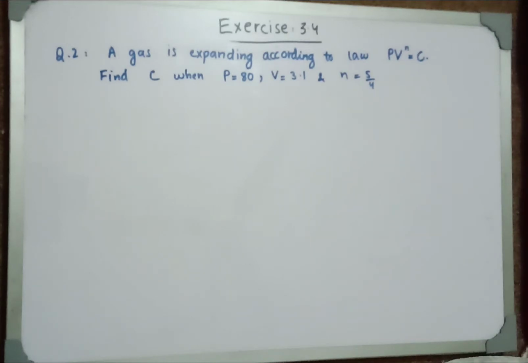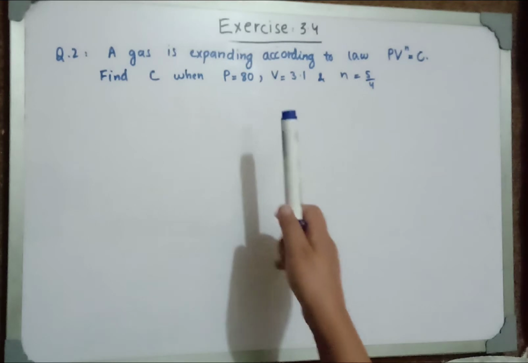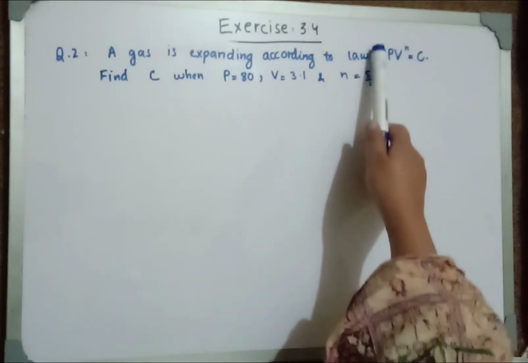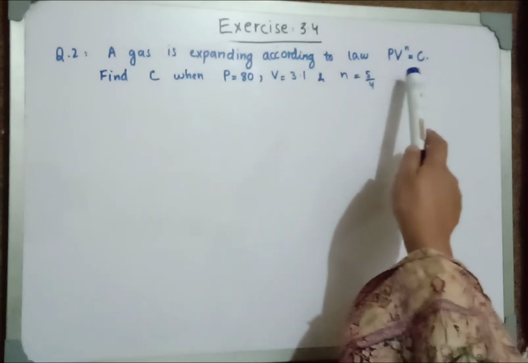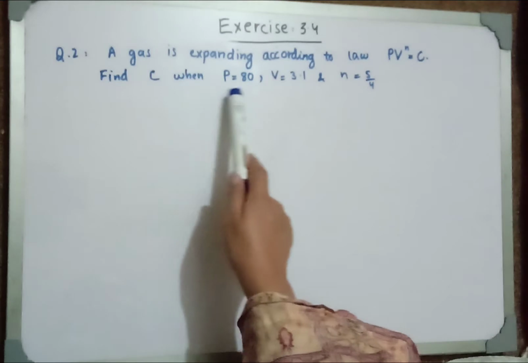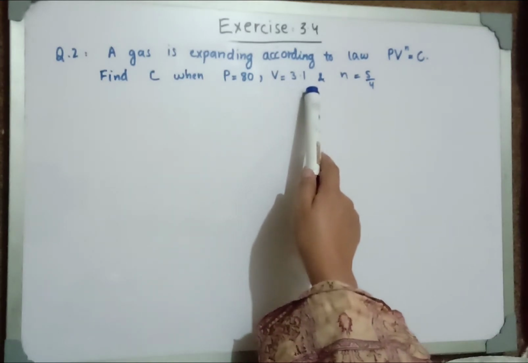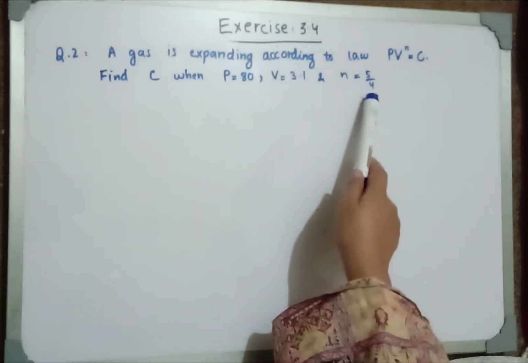Today we are gonna continue with our previous exercise, which is 3.4, and question number 2 states that a gas is expanding according to this law. They've given you the law in the form of an equation and its mathematical form. The gas is expanding. I hope you're well aware of the phenomenon of expansion, that when a gas is heated it expands. And the law that it is following is this: find C when P is equal to 80, V is equal to 3.1, and n is equal to 5 by 4.